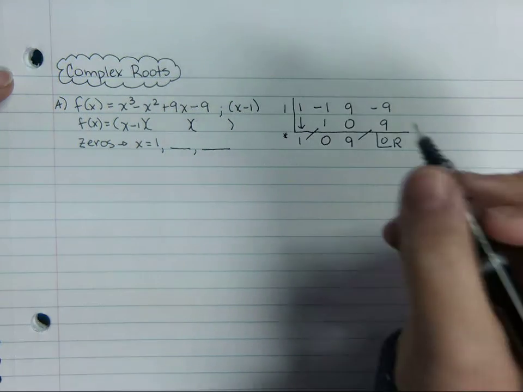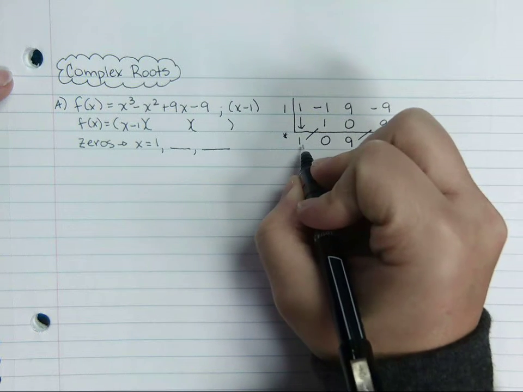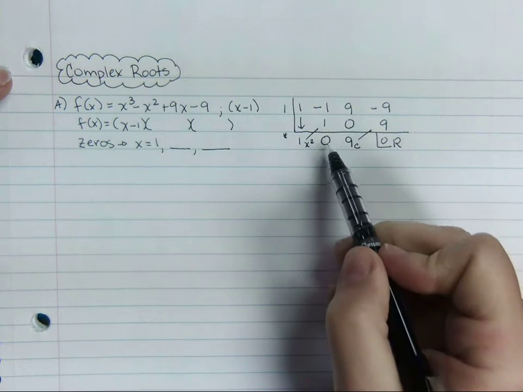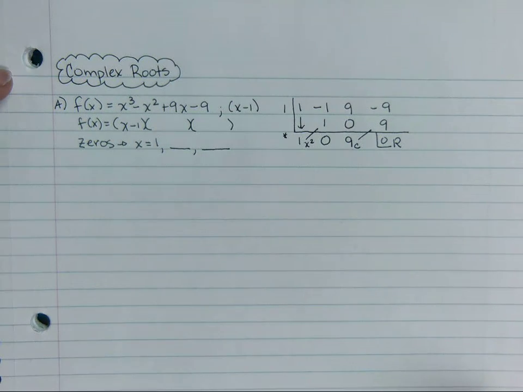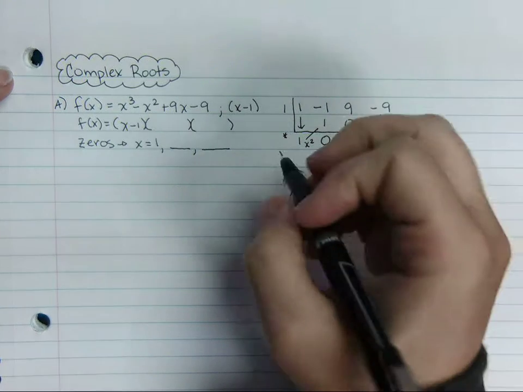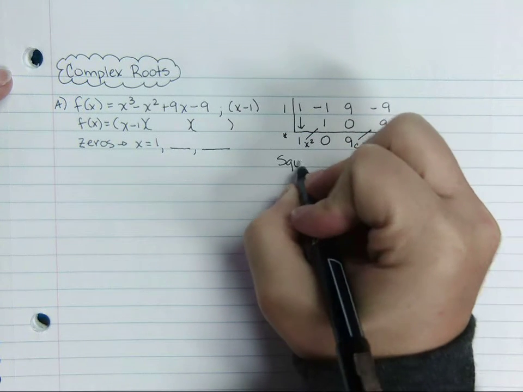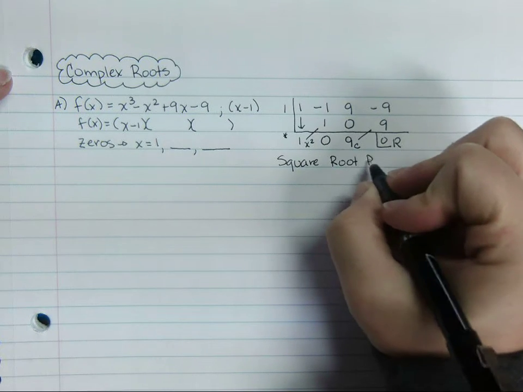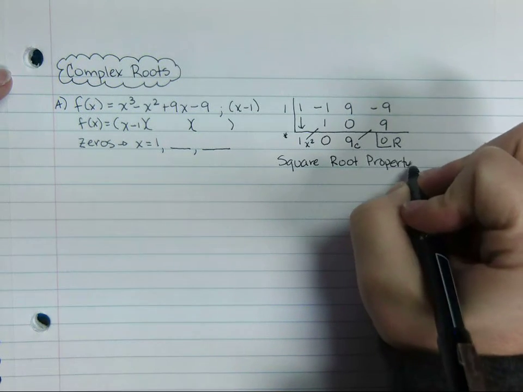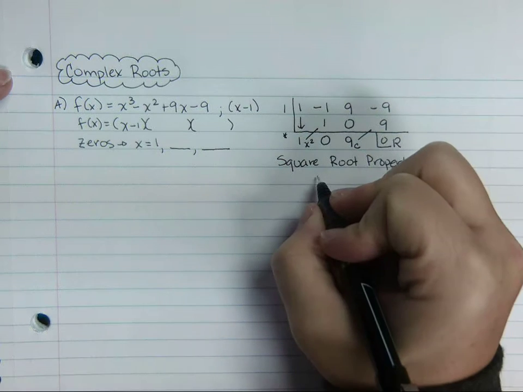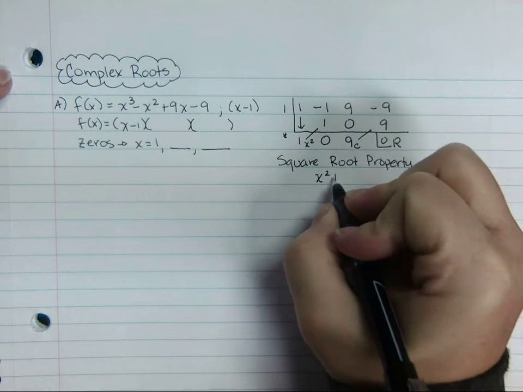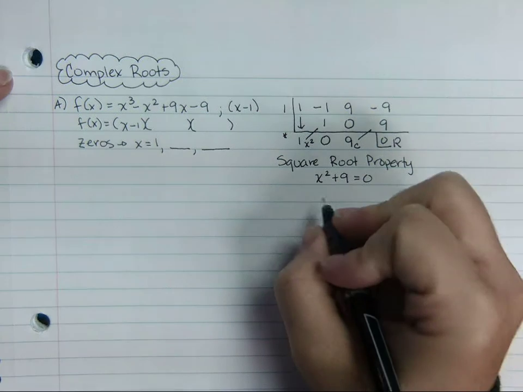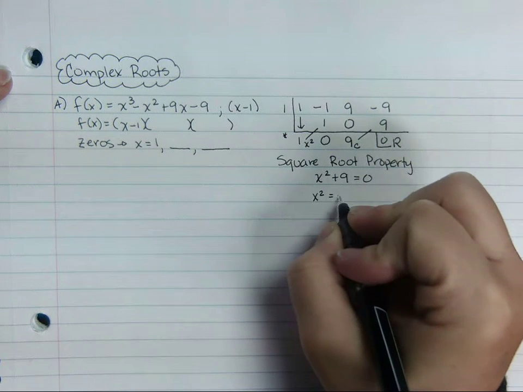So yesterday, when we talked about these, we have an x squared and we have a constant. And when we're missing that middle term right there, it's a lot easier to use the square root property. And so that's what I'm going to use to solve for my other two zeros. So I'm going to use the square root property. So I'm going to set my x squared plus 9 equal to 0. And now when I move my 9 over, I get a -9.